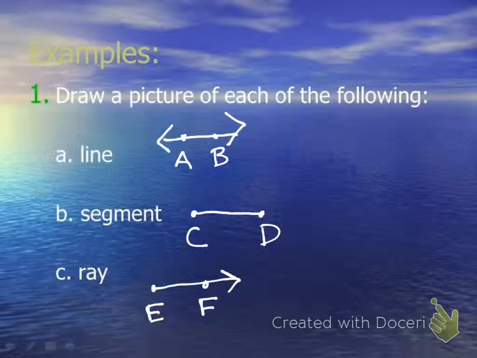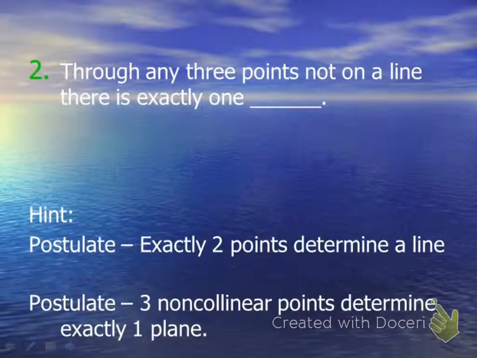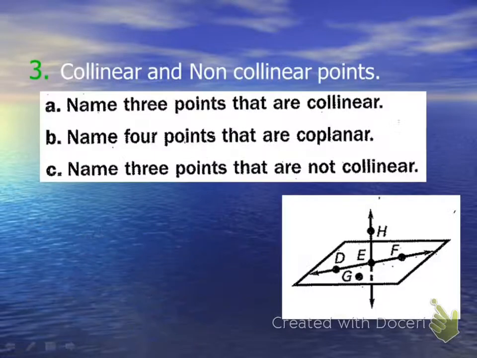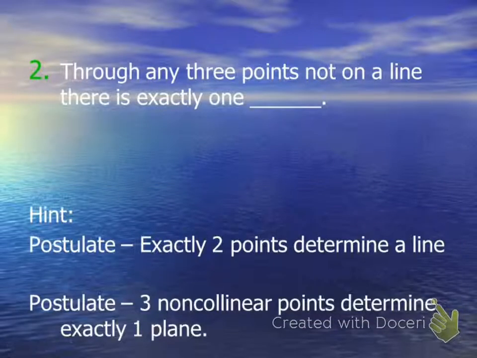All right, here's the next one. You do not need to write these postulates at the bottom. As you can see, I put the word hint. So if you want a little hint as to what I'm asking you about, that's what that's for. There you go. So we are finishing the sentence through any 3 points not on a line, there exists exactly one blank. Don't say it, write it. If you're stuck, read those 2 postulates, see if they help you.